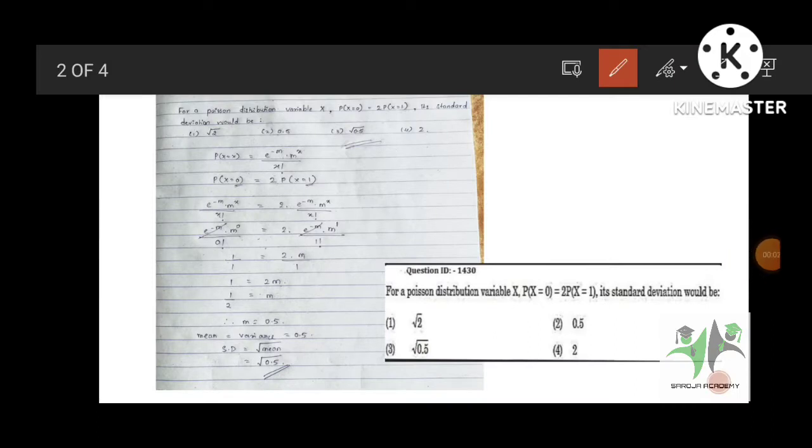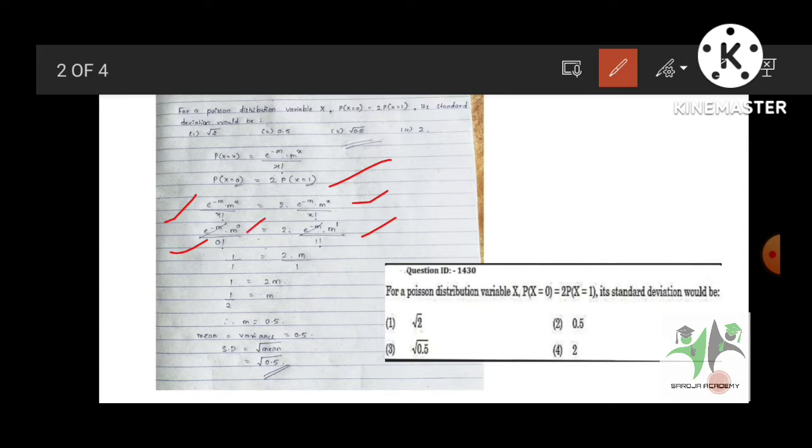Okay, I'll quickly explain this once again. क्या दिया है, P of x equals to 0 is equals to 2 P of x equals to 1. So I'll put x equals to 0 here and x equals to 1 here. मतलब जो भी वैल्यू दिया है, वो मैं फॉर्मूला में पुट कर रही हूँ. सो क्या होगा, e raised to minus m into m raised to x means 0 upon x factorial, that means 0 factorial which is equals to 2 into e raised to minus m into m raised to x means m raised to 1 upon x factorial, that means 1 factorial.